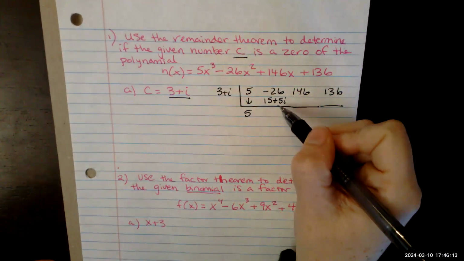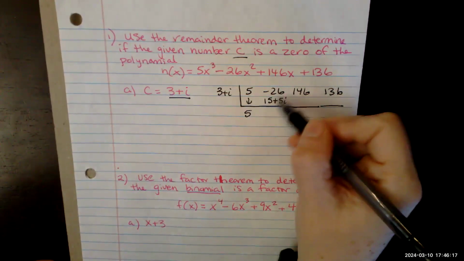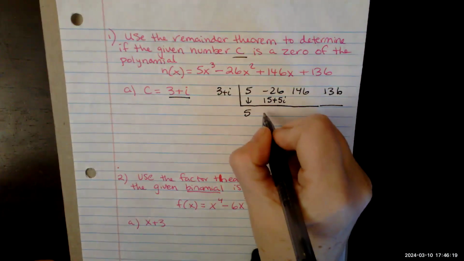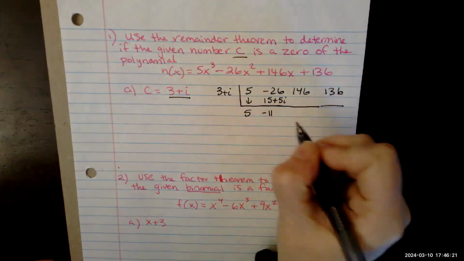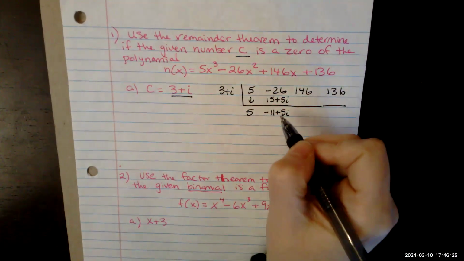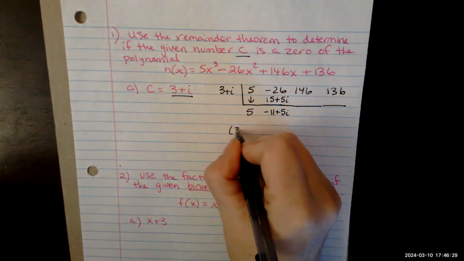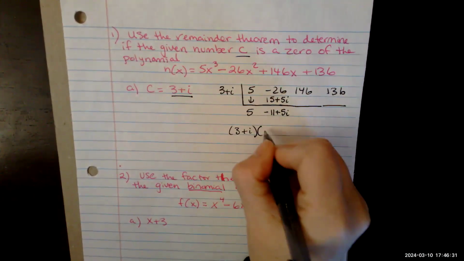This is similar to when we did the square root one, where my next step is adding, but I'm only allowed to add the negative 26 and the 15. So I get negative 11 plus 5i. Now I need to multiply this times 3 plus i. So I'm going to do that down here because that takes a couple steps.